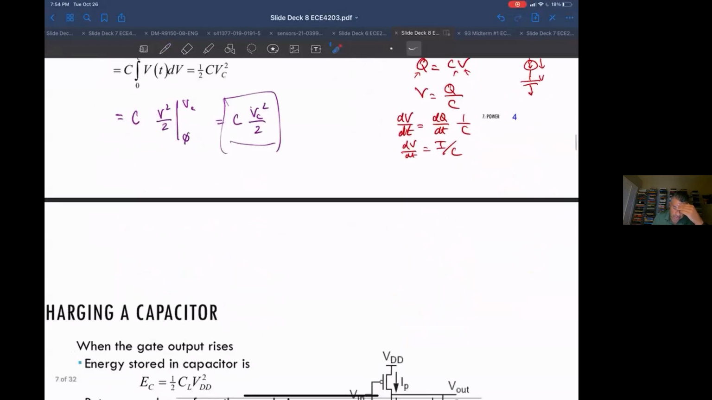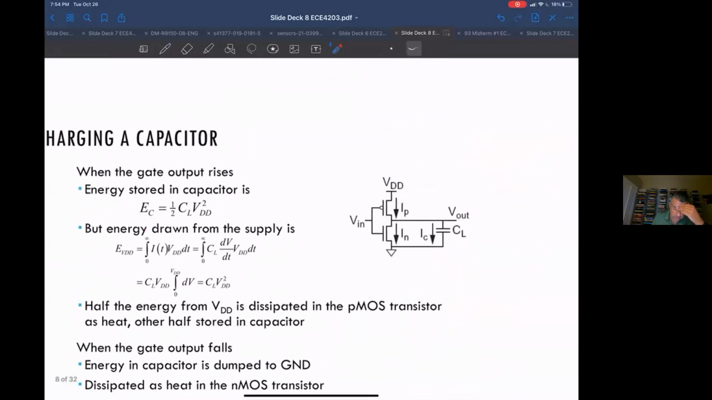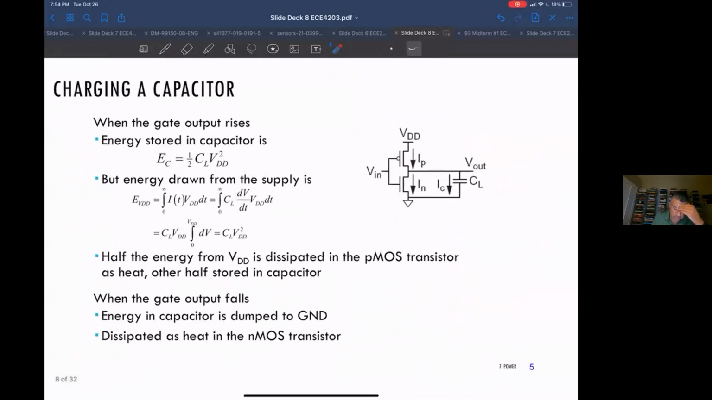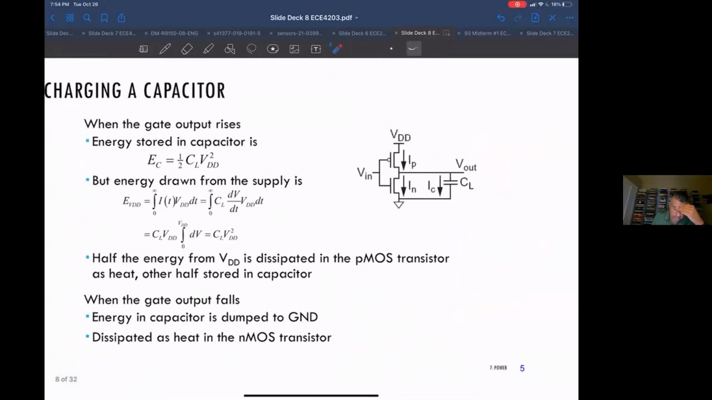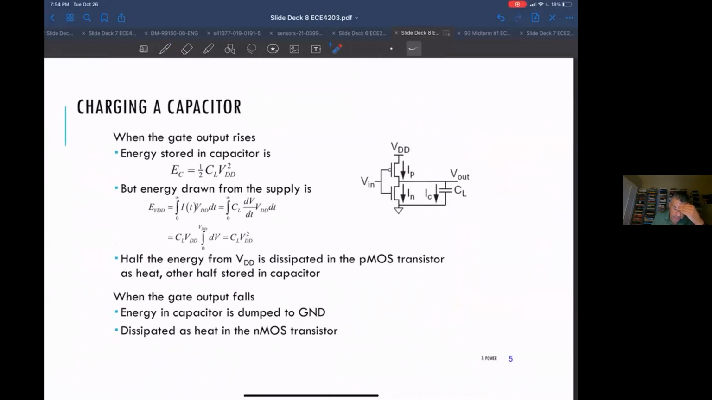So just going to remember that for now. And now let's look at how that affects, or what that looks like in terms of our inverter charging up a load capacitor. So let's look at just charging this capacitor.